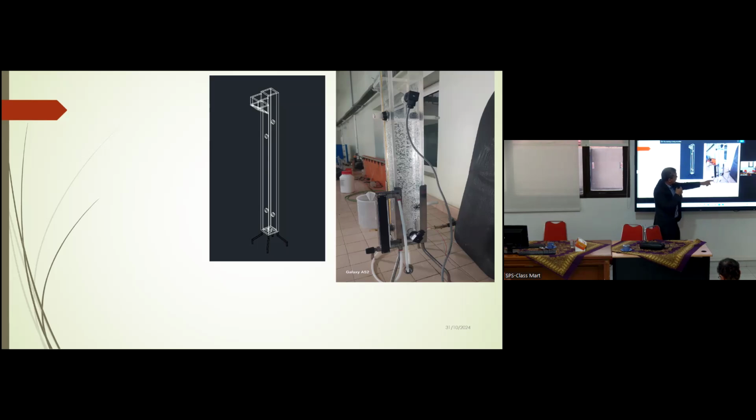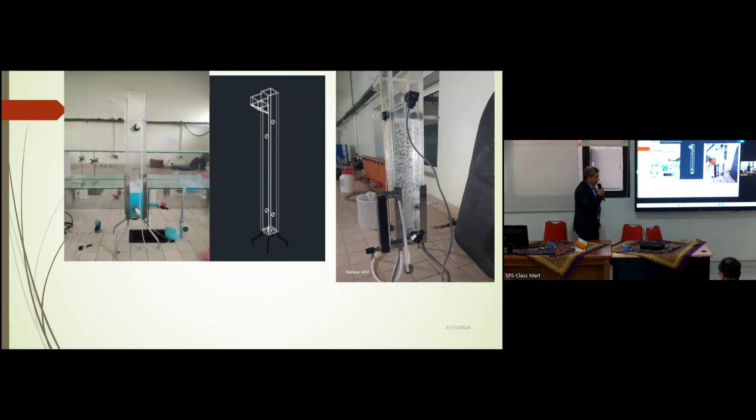We can measure the flow rate of gas with this flow meter, and we also have the pressure probes. This is an example of the presence of copper. The blue one indicates the copper.